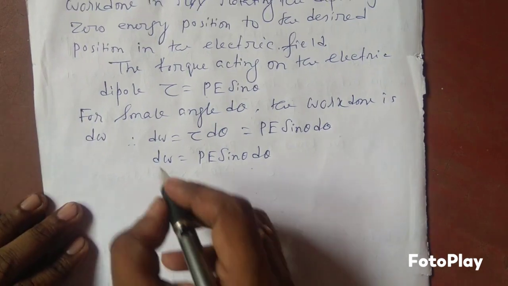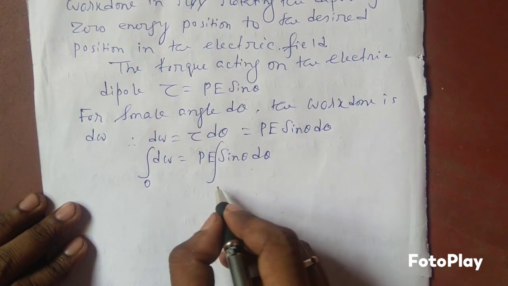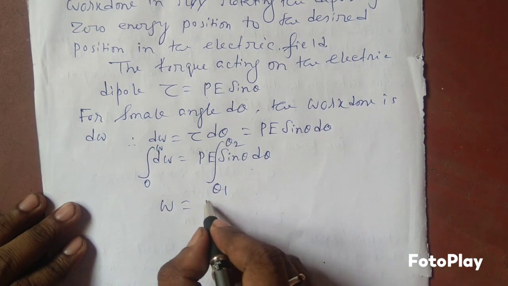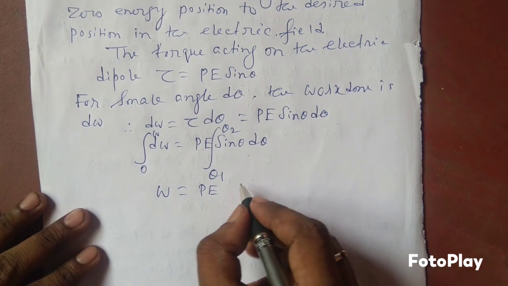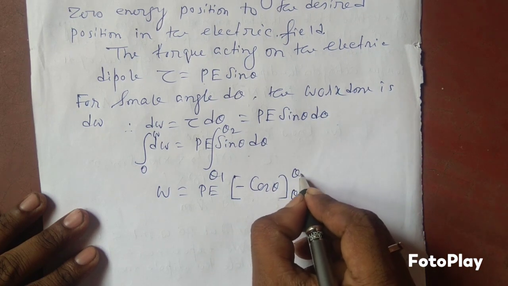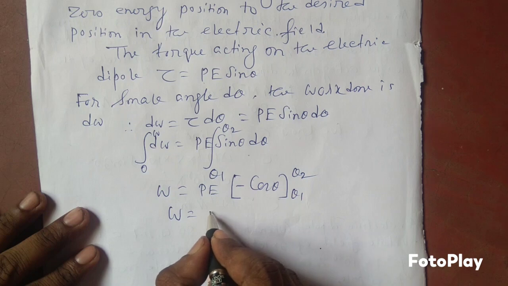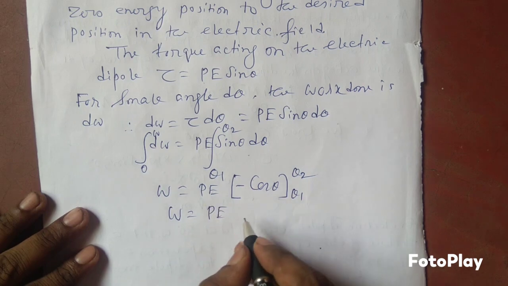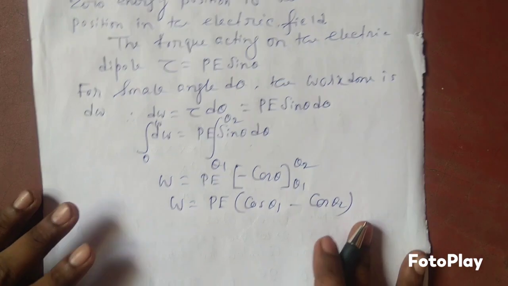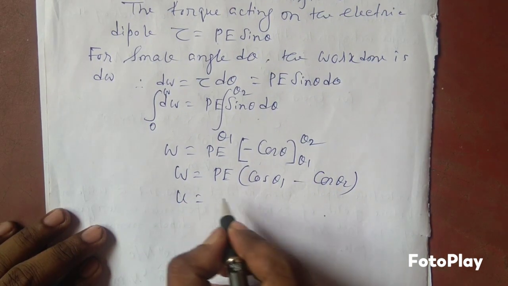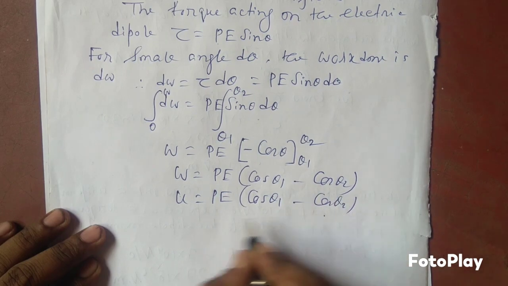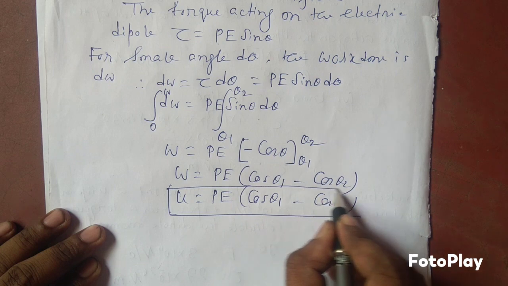Now we have to integrate, that is from theta 1 to theta 2. Then W equal to PE minus cos theta, from theta 1 to theta 2. Then W equal to PE cos theta 1 minus cos theta 2. That is U equal to PE cos theta 1 minus cos theta 2. This is the equation of potential energy.